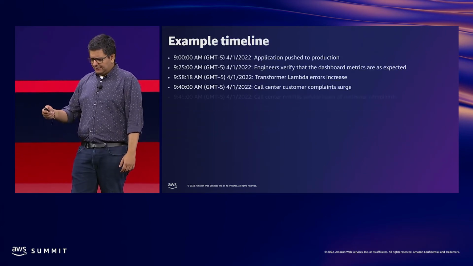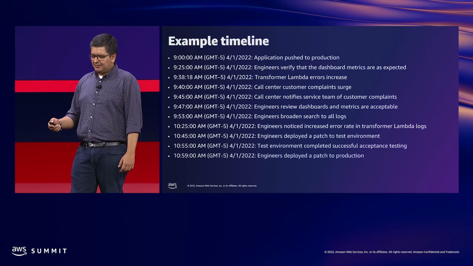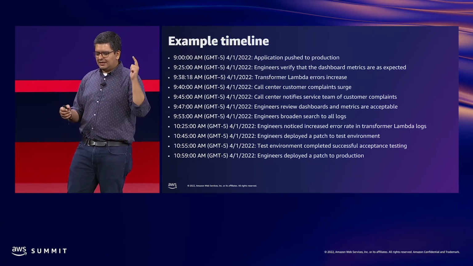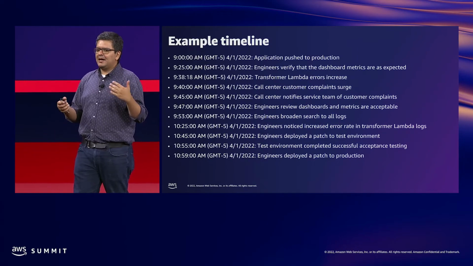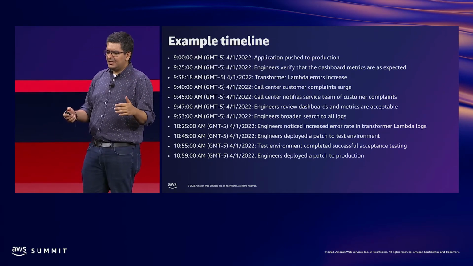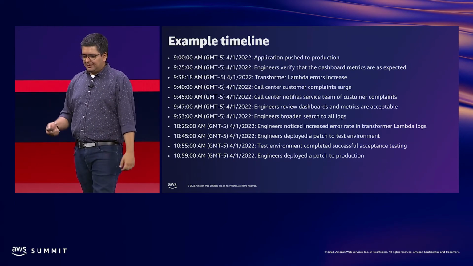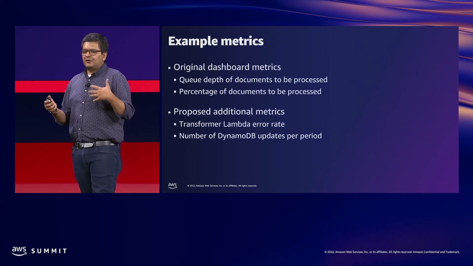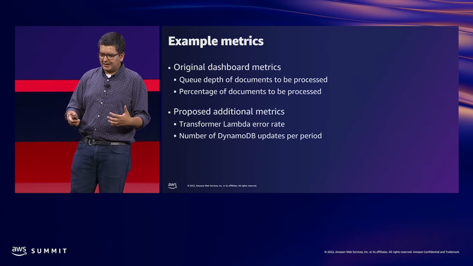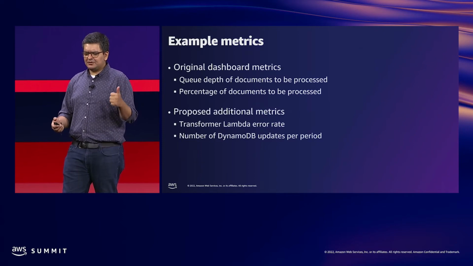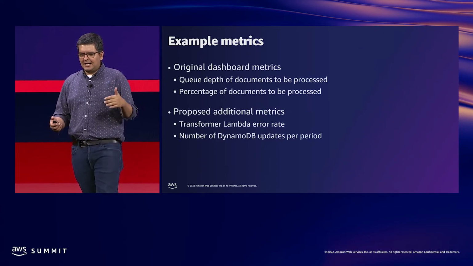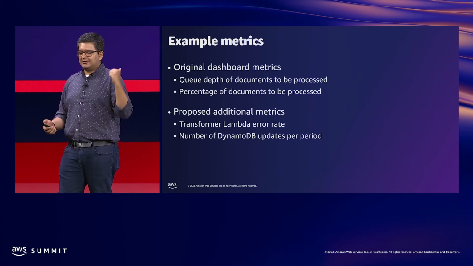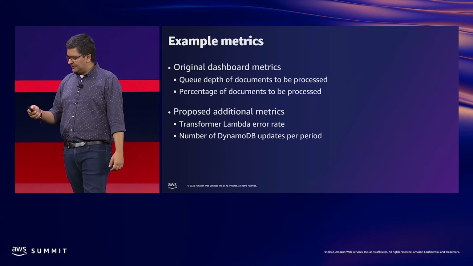Now for the timeline, I'm not going to read it, just very important information here. The timestamp, you have the actual time zone, and the day. And what happened, and it's short, and it's concise, and it's factual, and we are not blaming anybody here. Now, for the metrics, the service team originally had this metric, for the documents to be processed and the percentage of documents to be processed. After doing the review, they proposed additional metrics: the transformer lambda error rate and the number of DynamoDB updates per period.